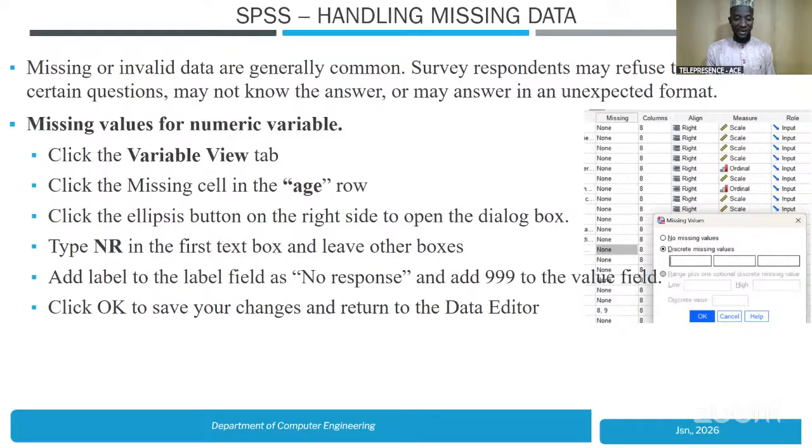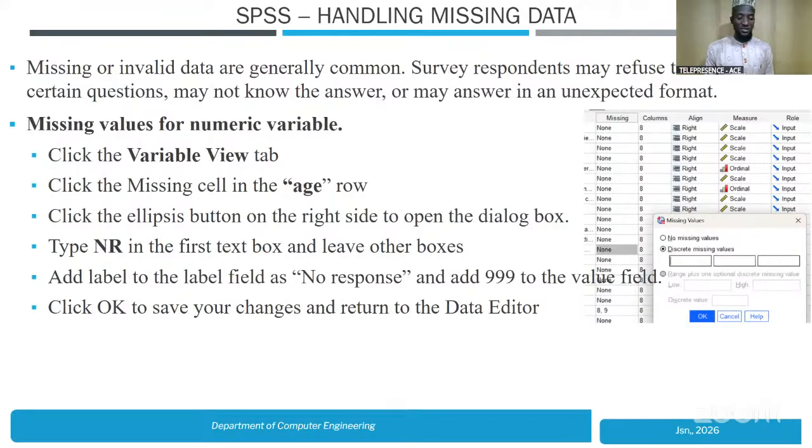So while I run off today's presentation, to handle missing data, click on the variable field. You are going to see missing under the variable field. Then you click on the missing cell. Then when you click that, it's going to bring us a dialog box. In the dialog box, you then select discrete missing values. Inside the discrete missing values, you have 3 boxes there. You can put NR in the first box, which means no response. Then leave the other 2 spaces.